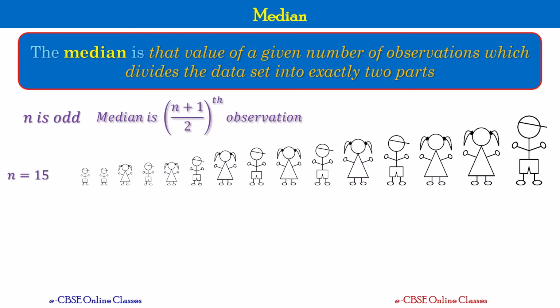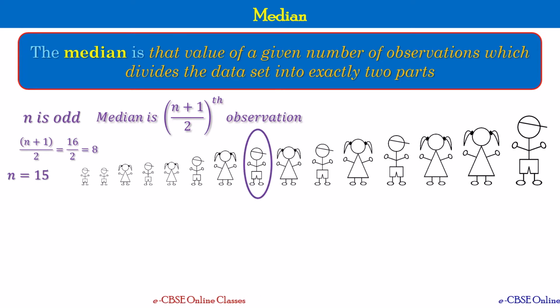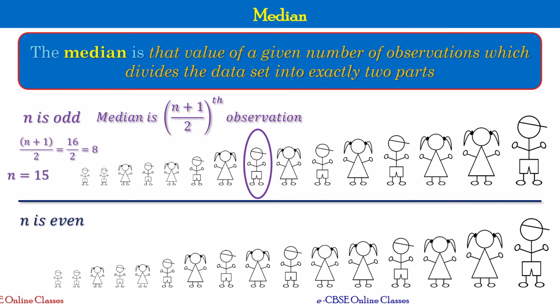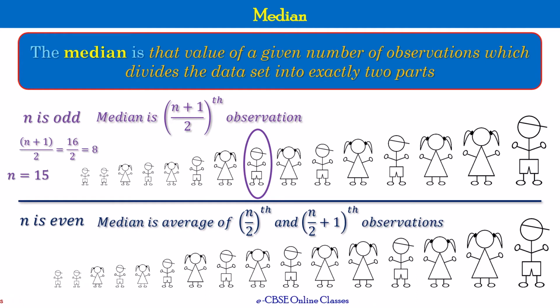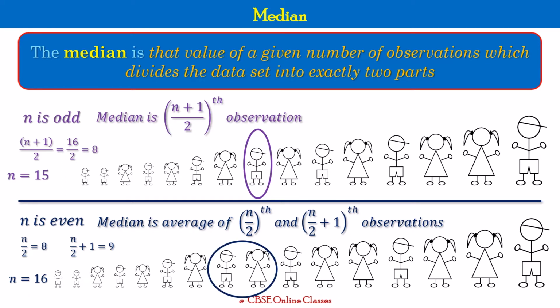Here n is equal to 15. After calculating, (n plus 1) by 2 is coming out as 8. So I take the value of the 8th observation directly. That becomes my median. So what happens if my number of observations is even? When n is even, median is the average of the n by 2th and (n by 2 plus 1)th observations. Here n is equal to 16, n by 2 is 8 and n by 2 plus 1 is equal to 9. So I need to take the average of the 8th and 9th observations.